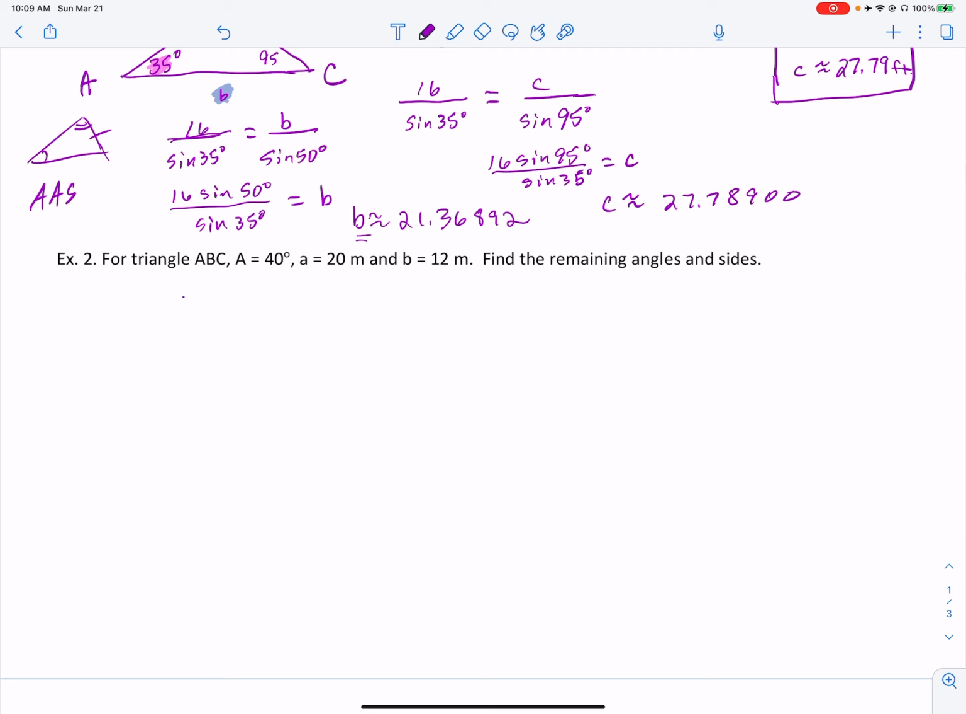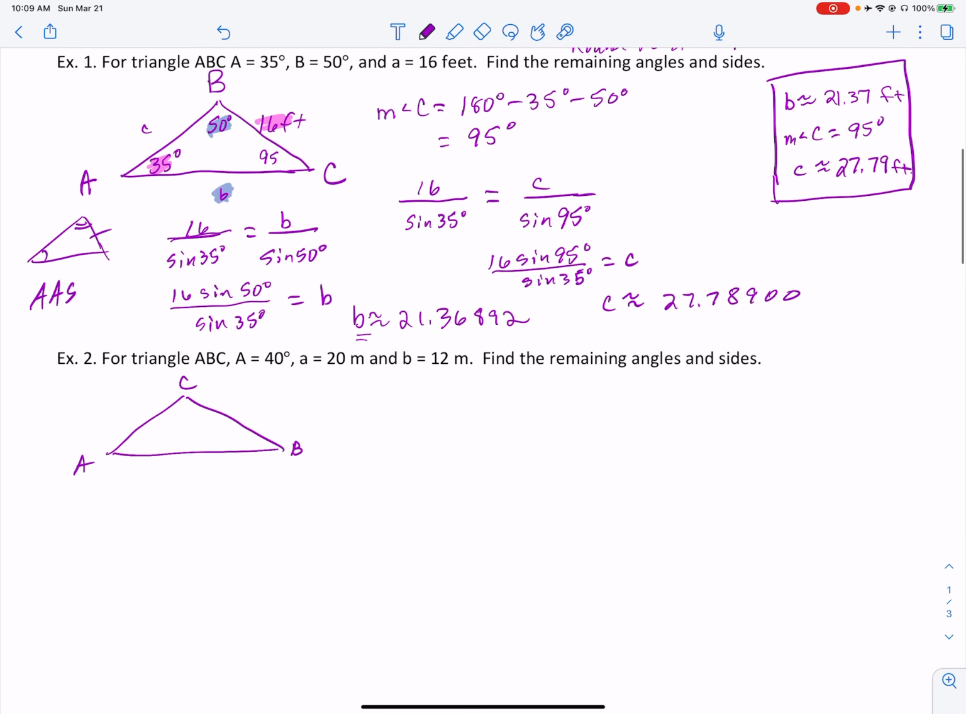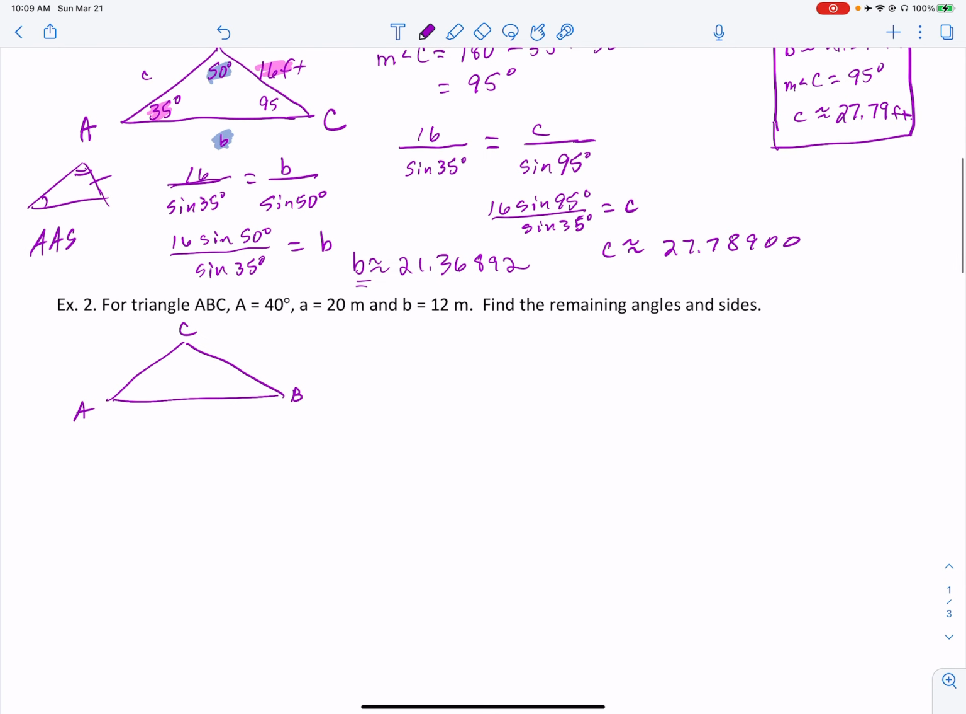So again, we're going to start. Here's what I'm trying: I'll put A here, B here, C here. I just changed it up a little bit, but that means this is A, this is B, this is C. Just that idea of the sides opposite the angle, we'll get that lowercase letter. Now we have that A is 40 degrees, and the length of A is 20 meters.